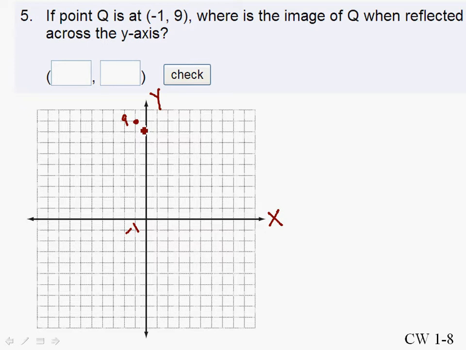When we reflect it across the y-axis, so we're doing it across this axis, it's going to become on this side. So this point here is 1, comma, 9. So our point is 1, 9. So this one was negative 1, 9, and 1, 9. Notice that when we reflect across the y-axis, the y value stays the same. The x value changes its sign. So x started out as negative 1. When we reflected across the y-axis, it became a positive 1. Take a moment to try your number 5.